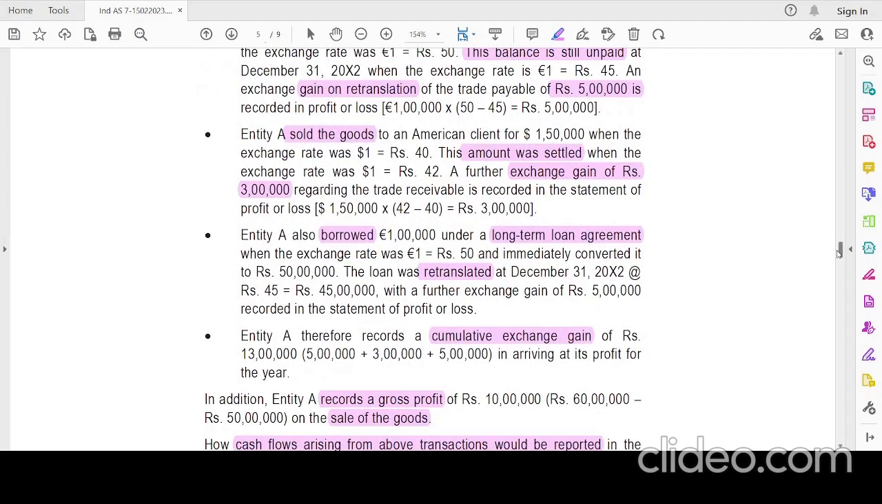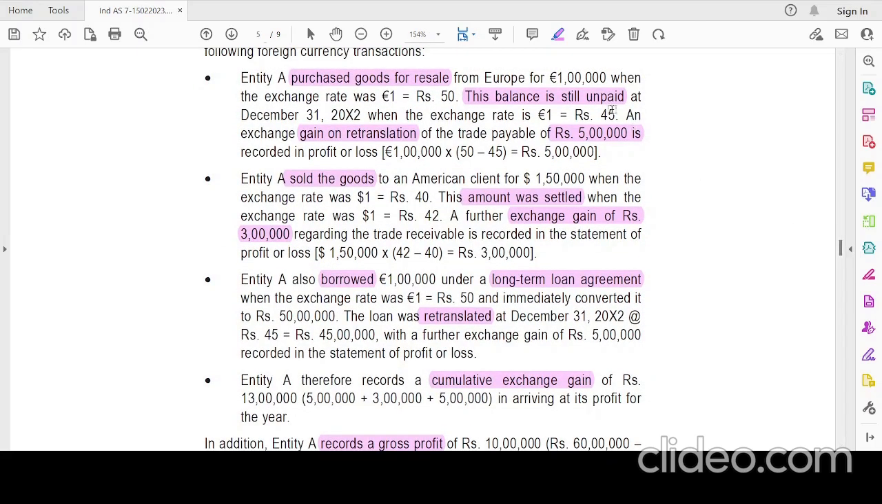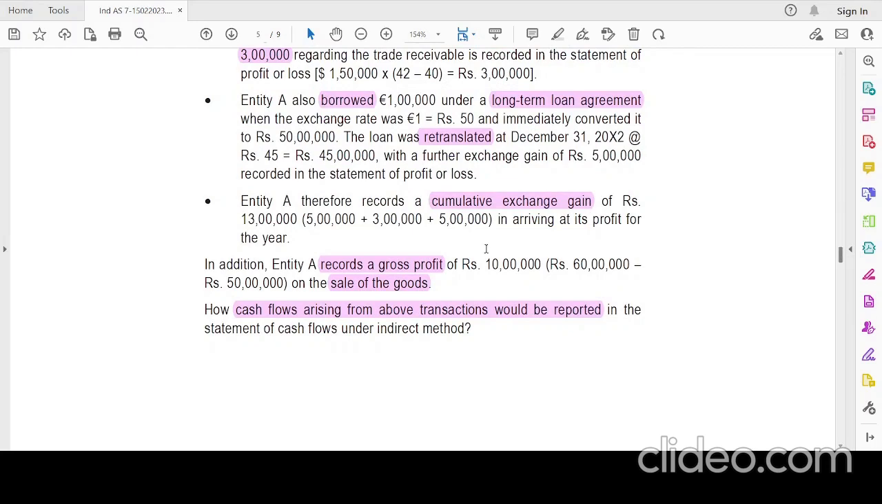Here it is still unpaid, so it is an unrealized gain or loss. But here it is a realized gain or loss because I've settled, so there is no balance. And here it is borrowed, so and so amount as a long-term arrangement, not paid. That's why it is again an unrealized one. Therefore it records 5 lakhs plus 3 lakhs plus 5 lakhs, a total of 13 lakhs as a cumulative gain in the profit and loss account. In addition to this, it records a gross profit of 10 lakhs.